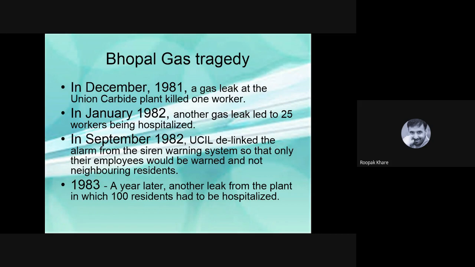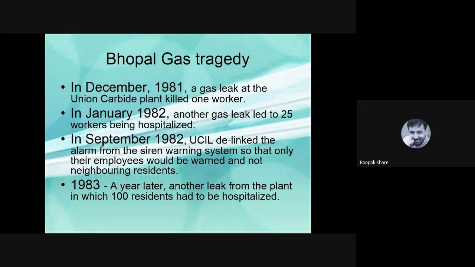Now, this company was from the US. Mr. Anderson used to operate it. It was his ownership. When they realized that the sirens were going off every now and then, they de-linked it so that the sirens don't play when gas leaks. So only employees were warned, but the people living in the neighboring areas were not informed.